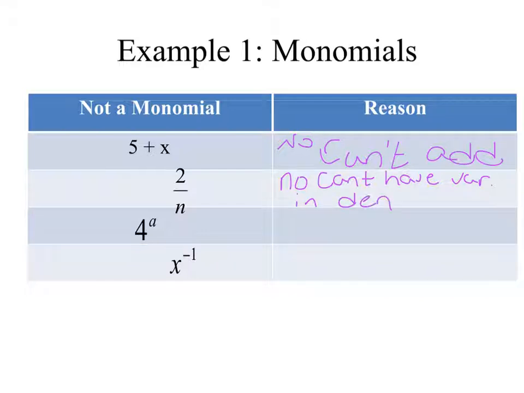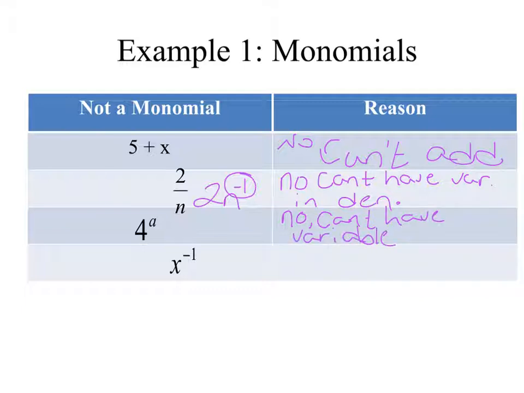So we can't have the variable in the denominator. And the reason being, if I were to rewrite this, this would be 2n to the negative first. And if you remember, we can't have those negative exponents. 4 to the a is also a no. It is not a monomial. We can't have variable exponents.